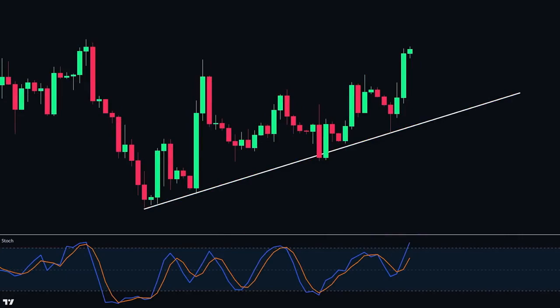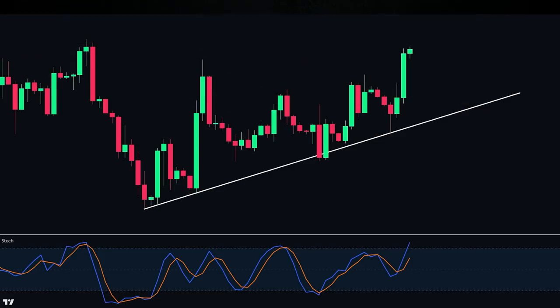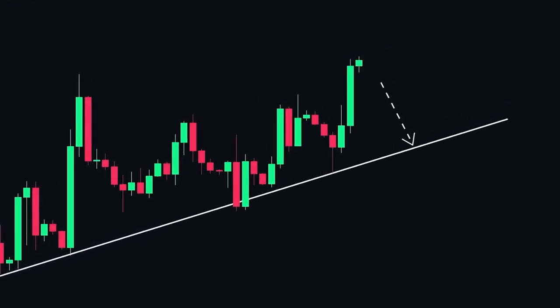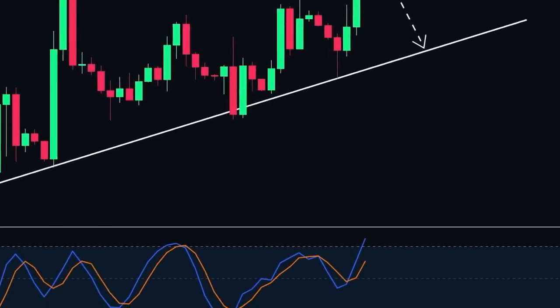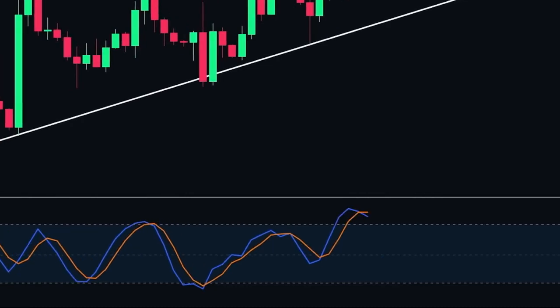Now that all the tools are set, we can start looking for entries. So, what I look for is price approaching the trend line. But I also want to make sure that the blue stochastic line crosses into the oversold level, which is this bottom level here. So that would look something like this.